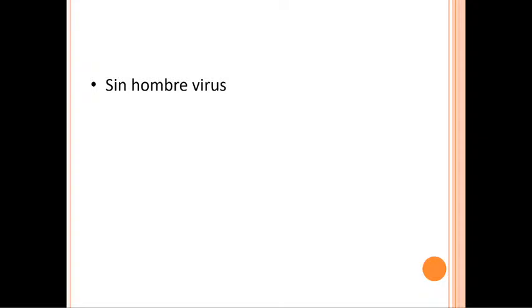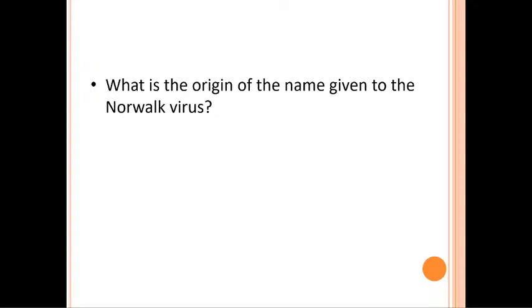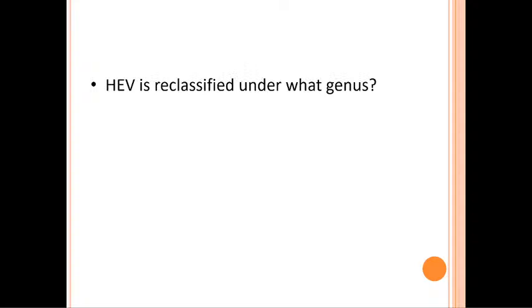And we're going to move on with the next one, Caliciviruses. Wala siyang kinalaman sa Game of Thrones, hindi Khaleesi of the Great Grass Sea. It's actually Caliciviruses. Okay? The viruses under the Caliciviridae family are the Norwalk virus and the Hepatitis E virus. Okay? Norwalk virus, the origin of the name is because it was found in Norwalk, Ohio, in the United States. That's basically it. HEV, we're going to talk about HEV. It was reclassified under the family Hepeviridae. It's now known as Hepevirus or HEV. It's its own viral family now.